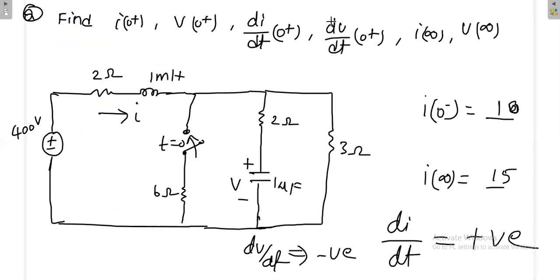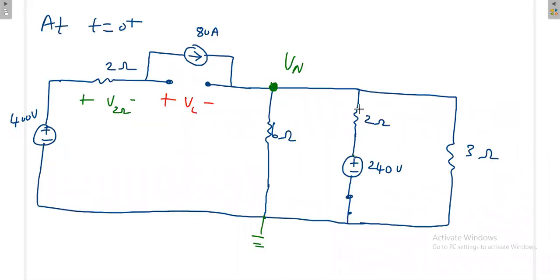Once you want to calculate dV by dt here, you should know the current through this branch, because IC is equal to C dVC by dt. So you need to know what is the current through this branch. Now I'll try to find out the current through this branch, IC.